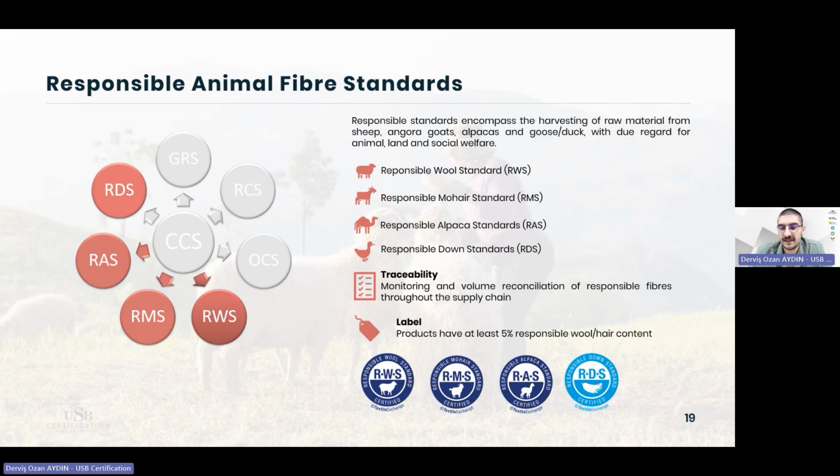The same traceability exercises have to be ensured for all of the animal standards, monitoring and volume reconciliation of responsible fibers throughout the supply chain. And the requirement for labeling these standards is the same as RCS and OCS. At least 5% responsible animal fiber content has to be included in the product to label the product with the animal standards.